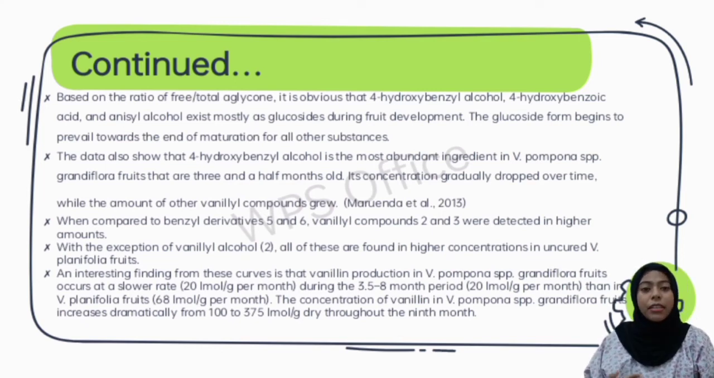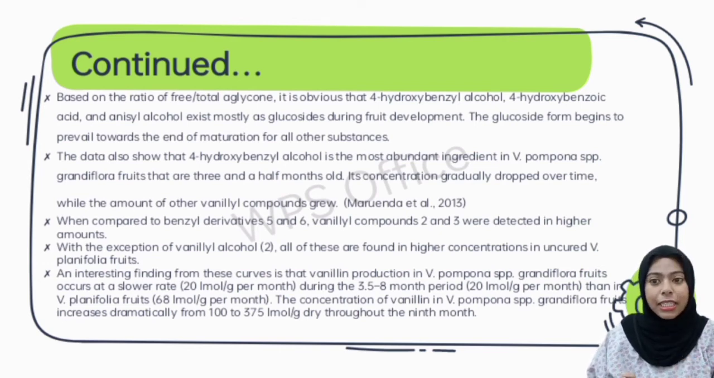When compared to benzyl derivatives 5 and 6, vanillin 2 and 3 were detected in higher amounts. With the exception of vanillyl alcohol, all of these are found in higher concentration in uncured V. planifolia fruits. The vanillin production in V. pompona grandiflora fruits occurs at a slower rate compared to V. planifolia fruit. Concentration of vanillin in V. pompona grandiflora fruits increases dramatically from 100 to 375 mol per gram dry weight throughout the 9th month.